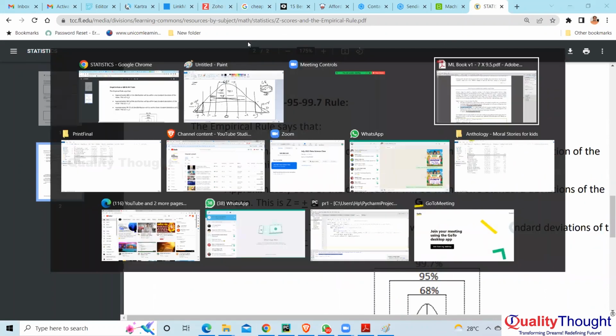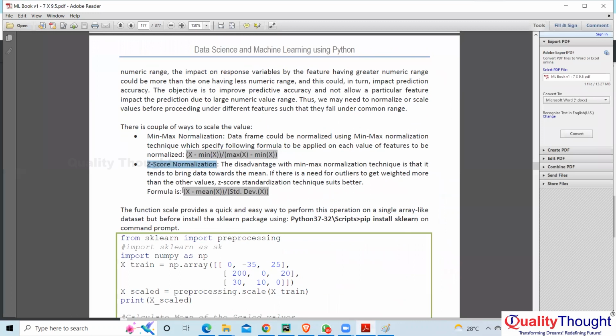Now coming back to our notes. The formula is x minus mean, divided by standard deviation of x. You have to calculate the standard deviation and the mean of all the values in that column, and then compute each value minus mean. If you get the mean value, it is mean minus mean, 0. Z score is 0. This is how you end up getting Z score.